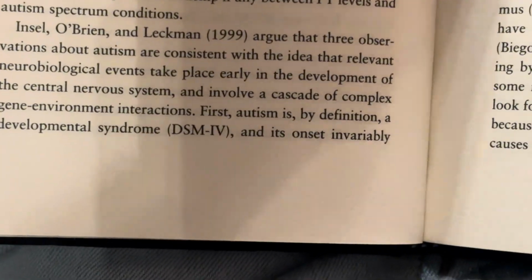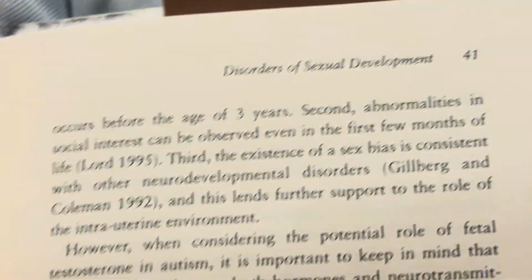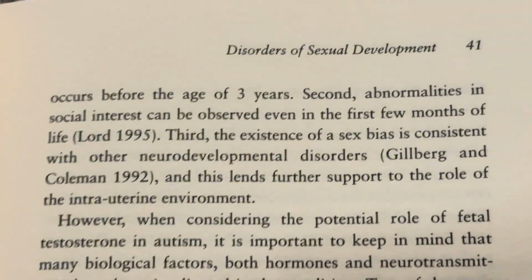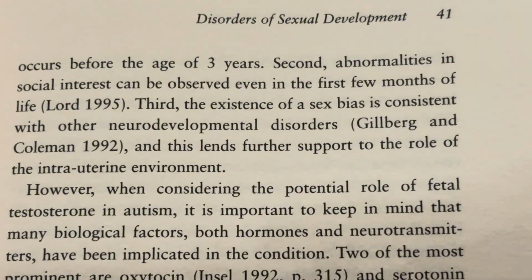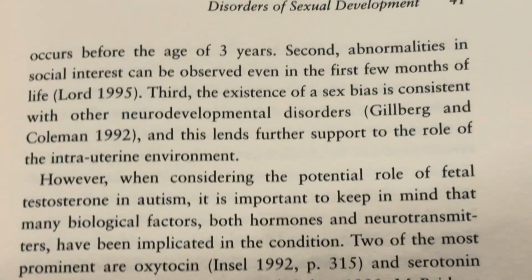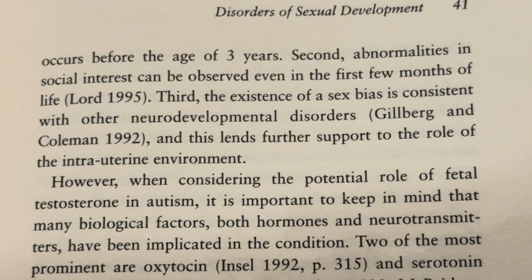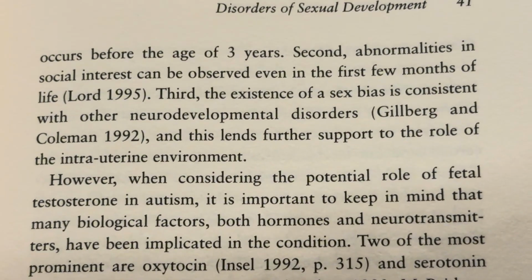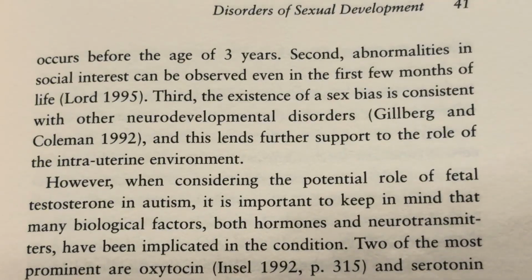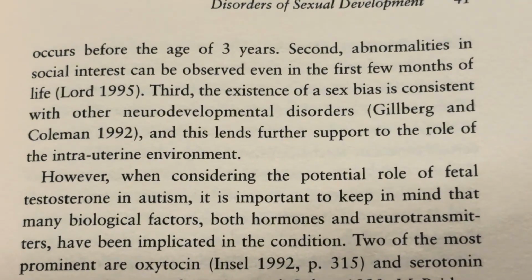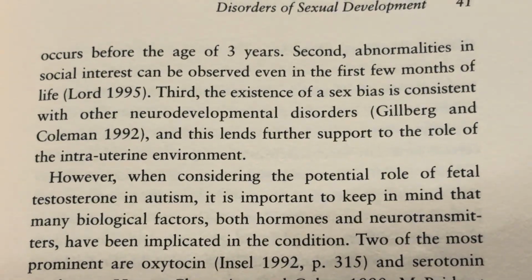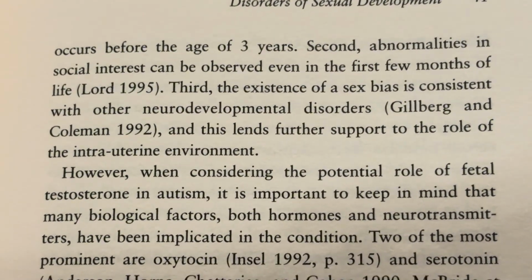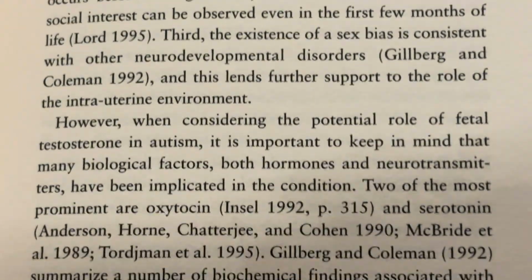The onset of autism invariably occurs before the age of 3 years. So no, you ain't getting autism while you're a teenager and all that. Second, abnormalities in social interests can be observed even in the first few months of life. Third, the existence of a sex bias is consistent with other neurodevelopmental disorders, and this lends further support to the role of the intrauterine environment.